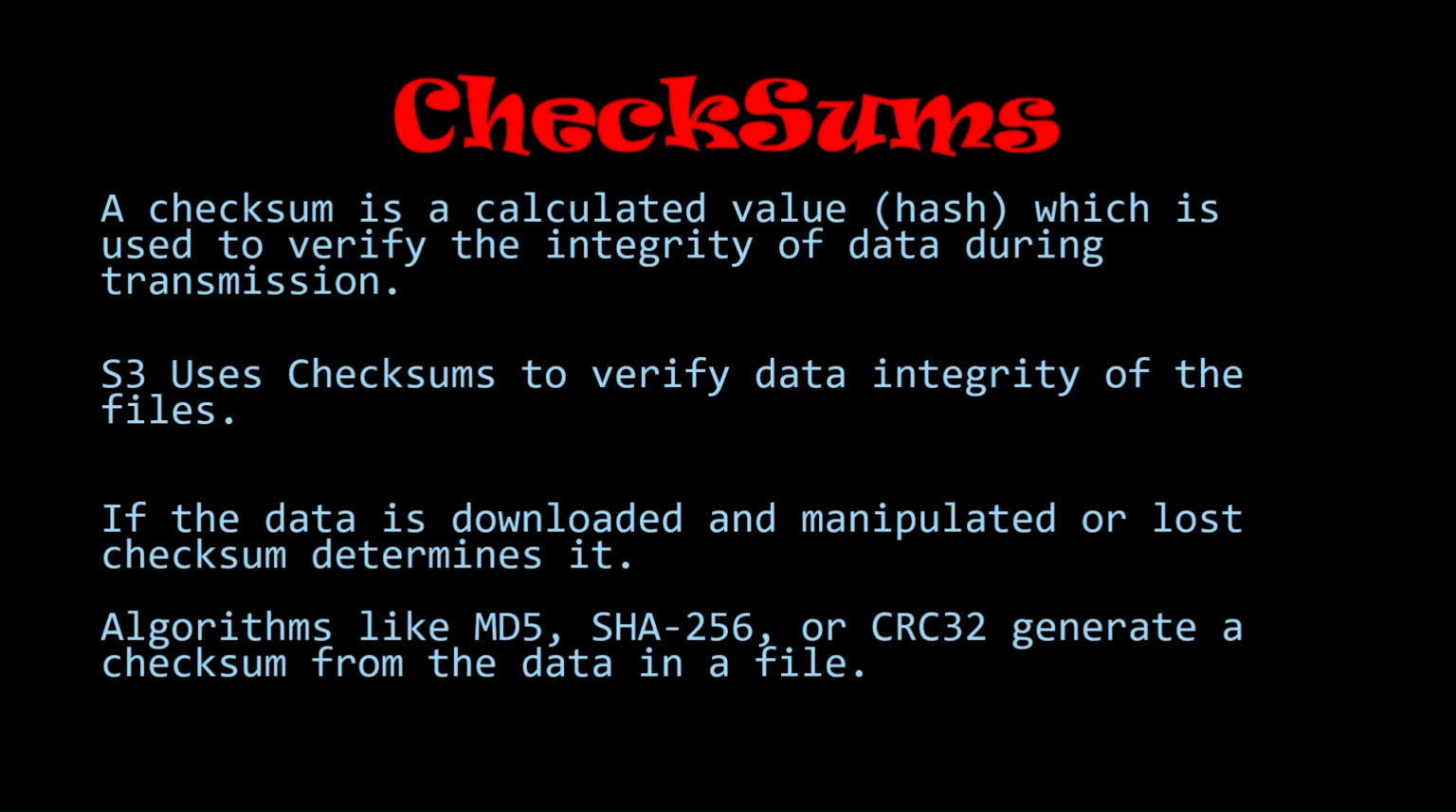So, ETags are for our reference, whether the data in the object has changed or not, and checksums are for AWS reference. AWS allows us to change the checksum algorithm used while uploading the object, and it does not allow us to change the ETag algorithm used. So now I hope you are able to understand the relation between ETags and checksums. Now I'll take you to my terminal.